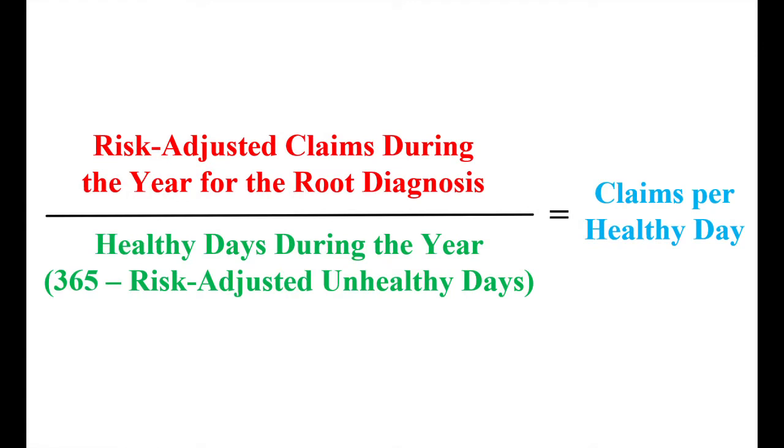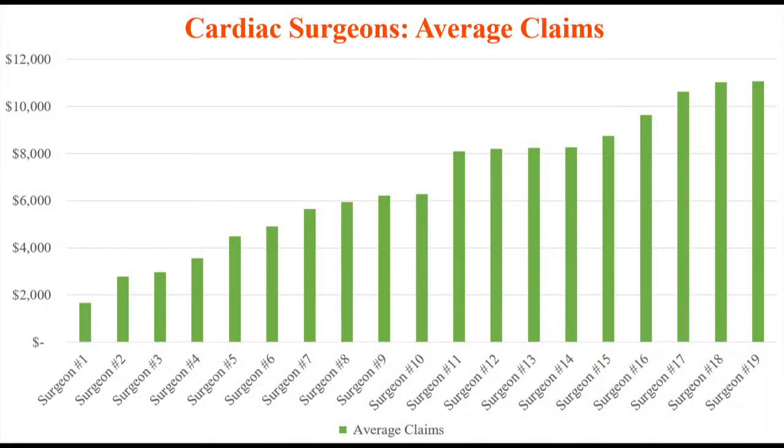Claims per healthy day is a fraction. The numerator is the claims during the year, and the denominator is the number of healthy days during that year. This graph shows the average claims expense of 19 cardiac surgeons during a year, from the best, Surgeon 1 on the far left at $1,700 per patient, to the worst, Surgeon 19 on the far right at $11,100 per patient.